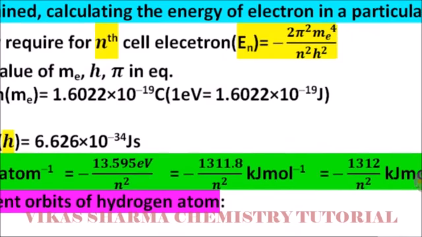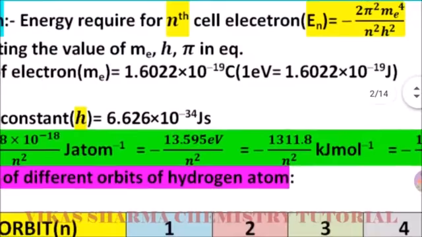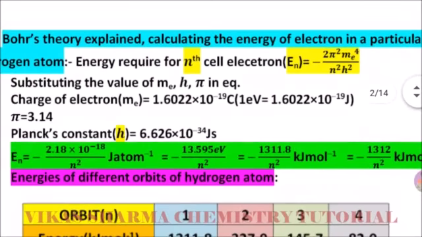or similar to minus 13.595 electron volt divided by n², or minus 1311 kilojoule per mole divided by n², or in round figure minus 1312 divided by n², where n is the shell number, kilojoule per mole. So this is how we calculate the energy of an electron in a particular shell. We can use this type of formula.